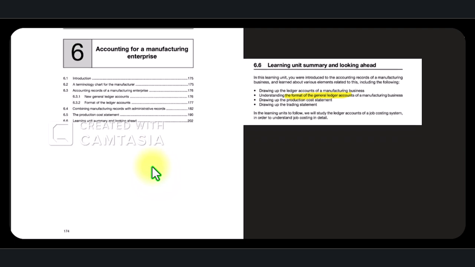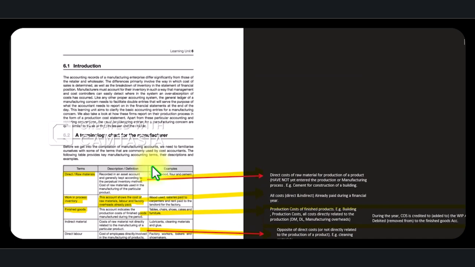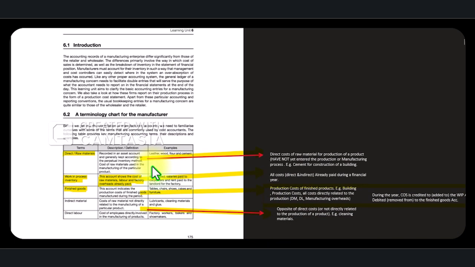All right, so in your reading, please do go through the introduction as well as the terminology chart, with definitions that we've already covered in this module, such as the direct material or raw materials, the work in process inventory. You would hear me use work in progress, unfortunately just by habit, but it's work in process. The two are basically saying the same thing. And then you do have your finished goods, which is also an account, indirect material, direct labor.